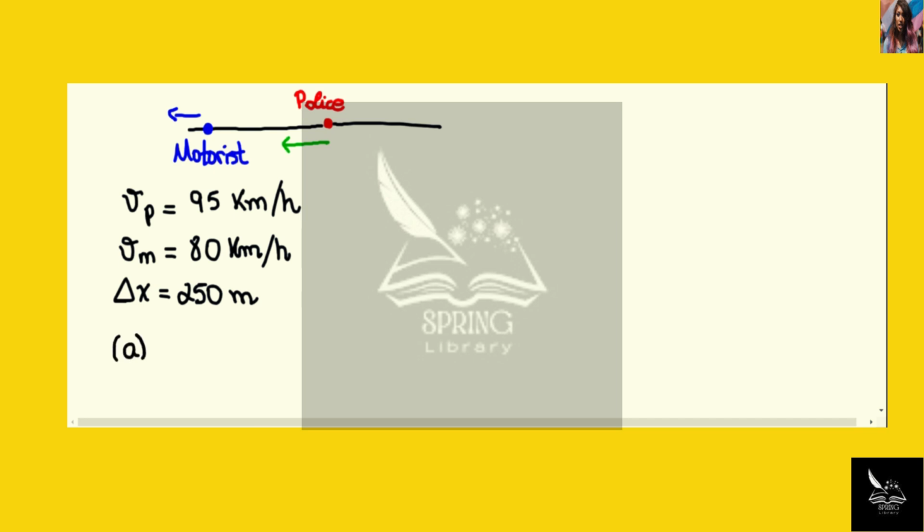In question A, we have to find what is the speed, what is the velocity of the motorist with respect to the police car. Well, in that case, the relative velocity Vr is just the velocity of the motorist minus the velocity of the reference frame. In this case, this is the velocity of the police car. So this is 80 minus 95. So this is minus 15 kilometers per hour.